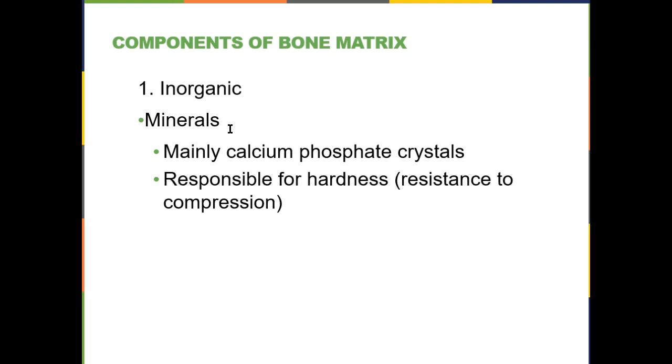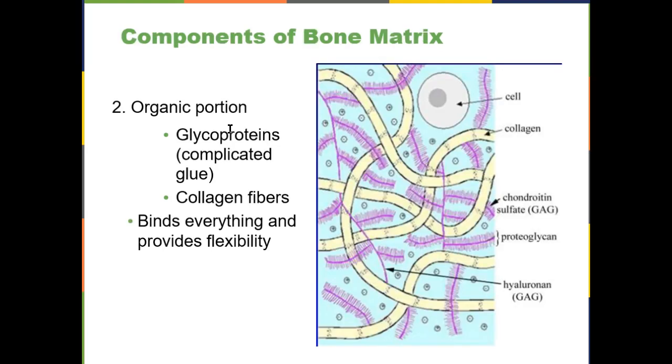Then you have to glue all of your sand together, right? Because sand by itself doesn't support a lot of weight. You need something to bind it. That's where the organic portion of bone matrix comes in. So there's two parts to the organic portion. There's this really complicated protein and carbohydrate glue, which I'm not going to go into the details of, but it's glycoproteins and proteoglycans, which contain things like glycosylated aminoglycans, and all this other stuff. And then some collagen fibers.